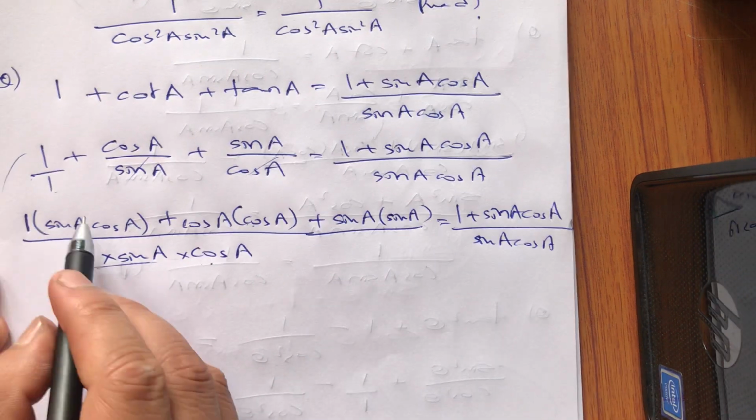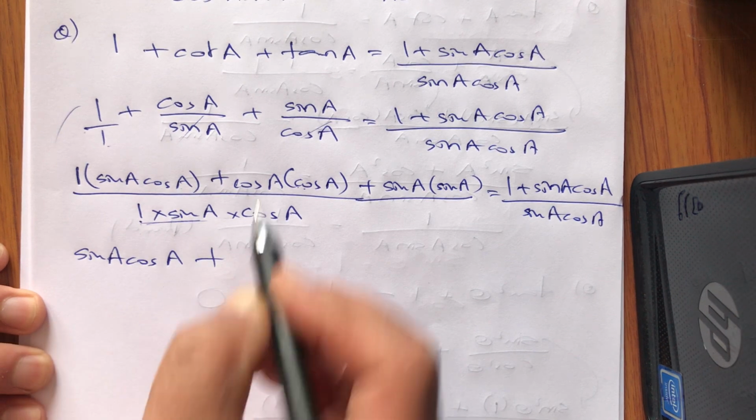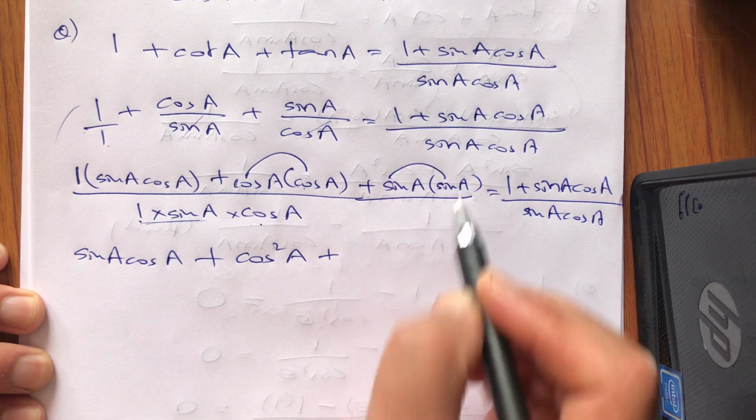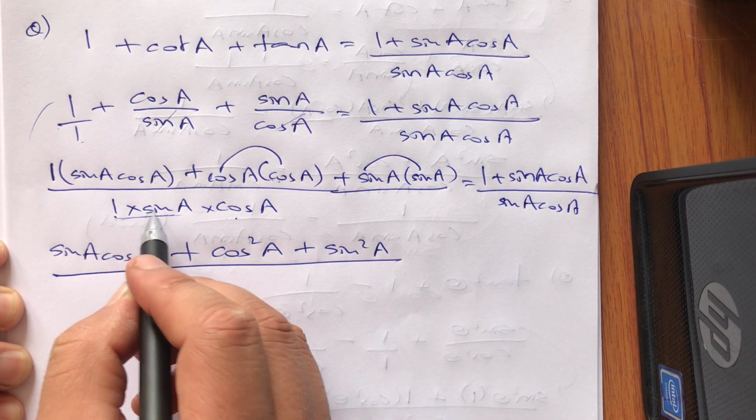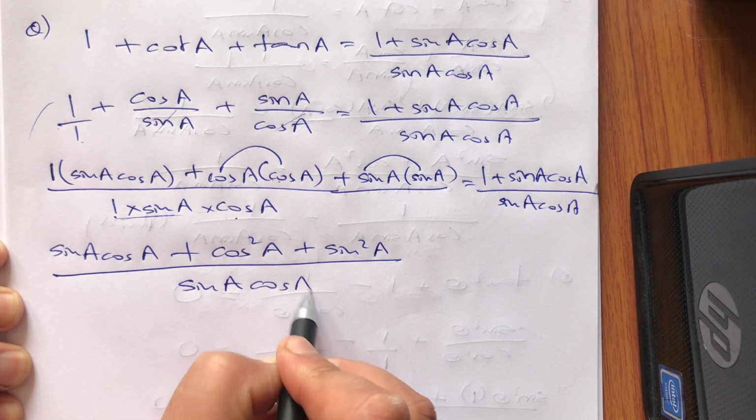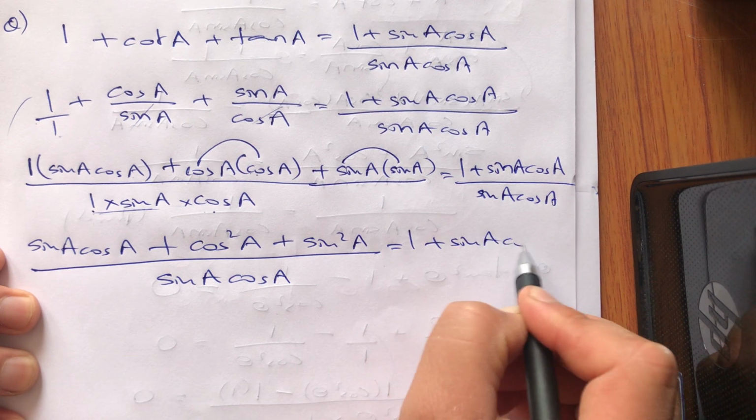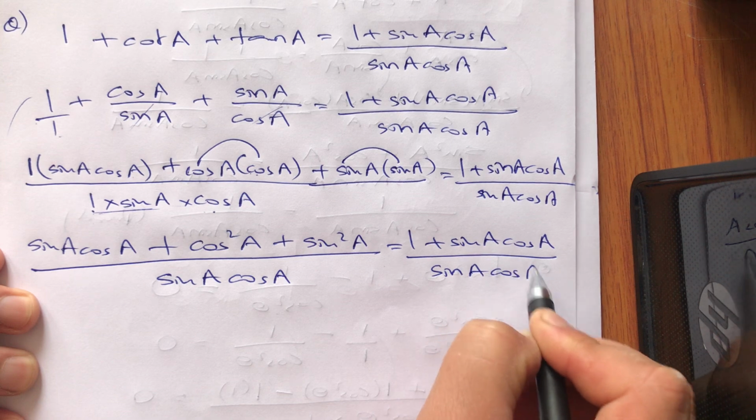So when I multiply, 1 into this gives me the same sine A cos A. But now cos into cos gives me cos squared A, plus sine into sine gives me sine squared A, divided by 1 into sine A, sine into cos A is sine A cos A. And then this side I leave as it is, divided by sine A cos A.